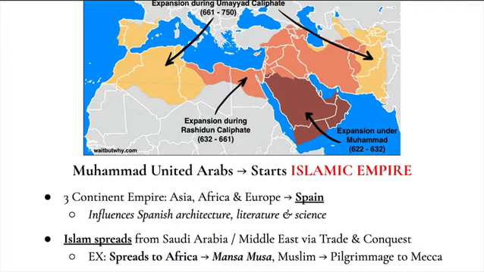So you see today there's a huge influence. You can see the Islamic influence in Spanish architecture, the way they build their buildings, the decor, the use of a lot of tile work, literature, and science. The cities of Spain were the most advanced cities in all of Europe during that period. But in addition, Islam as a religion extends way past just the Islamic Empire. It will continue to expand. We talked about it many times. One of the most famous Muslims we talked about is Mansa Musa. Remember? Mansa Musa, the Muslim from Mali who makes a pilgrimage to Mecca, right?